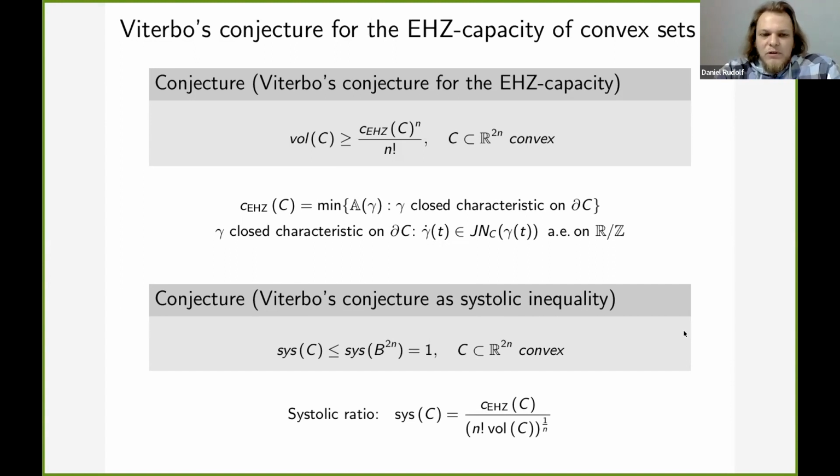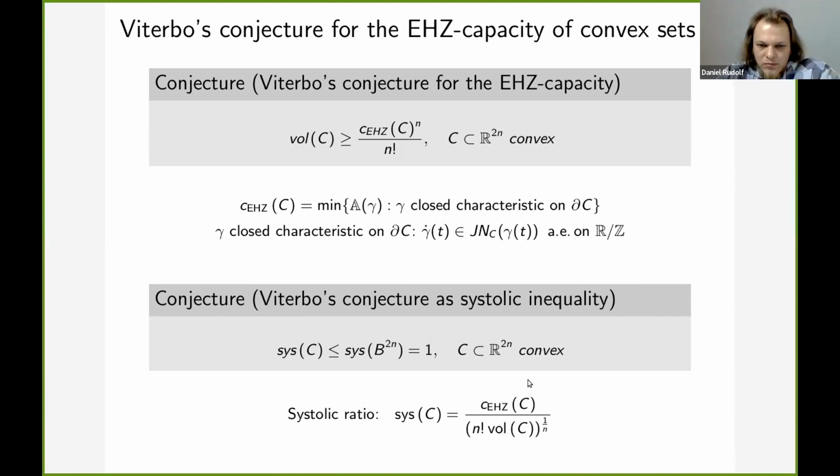For the following, I will just use as a definition that the EHZ-capacity of a convex set is the minimal action of all closed characteristics on the boundary of the convex set. By a closed characteristic, I mean an absolutely continuous loop on the boundary which satisfies this differential inclusion, that the velocity in every point is an element of the J rotated normal cone, where J is a symplectic matrix.